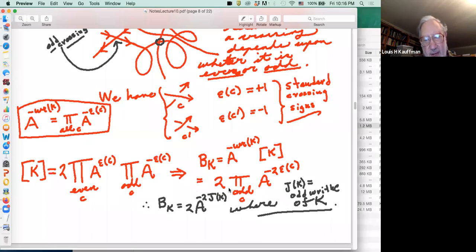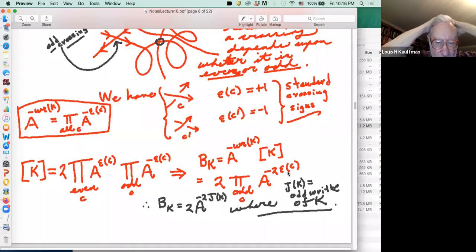And so, for one component, we get twice the product over the odd crossings of a to the minus 2 epsilon c. In other words, we get a to the minus 2 times the sum over epsilon of c for the odd crossings. But the sum of the signs of the odd crossings is what we have previously called the odd writhe. So you see that bk is equal to 2 times a to the minus 2 times j of k, where j of k is the odd writhe of k.